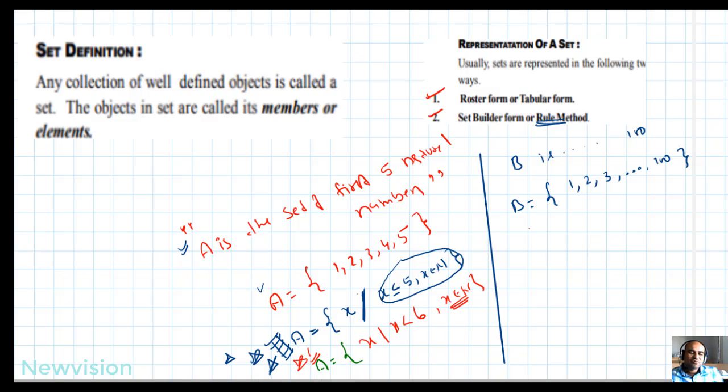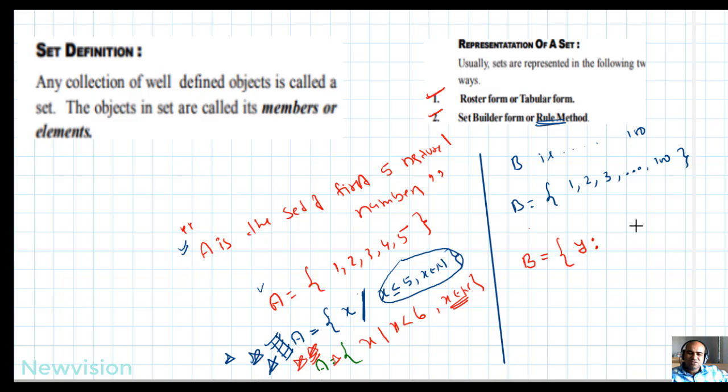Set builder form is very important compared to roster form. For example, here another set is given. B is a set of first 100 natural numbers. So B can be written as 1, 2, 3, dot dot 100. This is called roster form. Same thing you want to write in a set builder form. B equal to some variable Y such that.